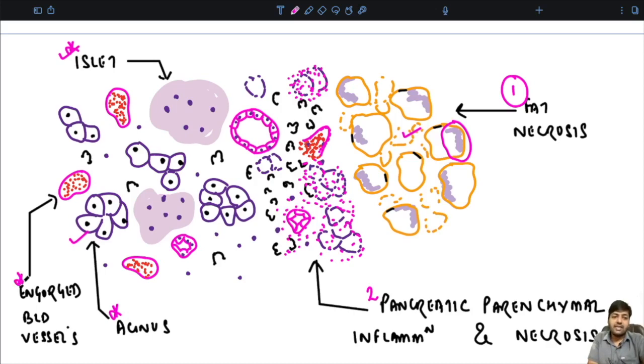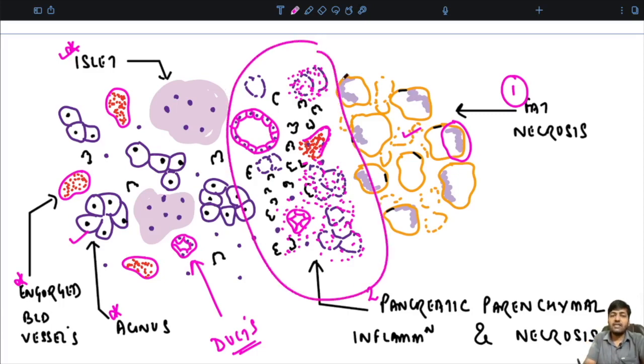Over here we can see the engorged blood vessels. Also over here we can see an engorged blood vessel. Also, what you can appreciate in this portion are the ducts. Ducts are basically carrying the secretions of the acini. Now in the middle part, you can see that there is necrosis of the acini, necrosis of the ducts, and necrosis of the blood vessels leading to hemorrhage. So there is a characteristic pancreatic parenchymal inflammation and necrosis.